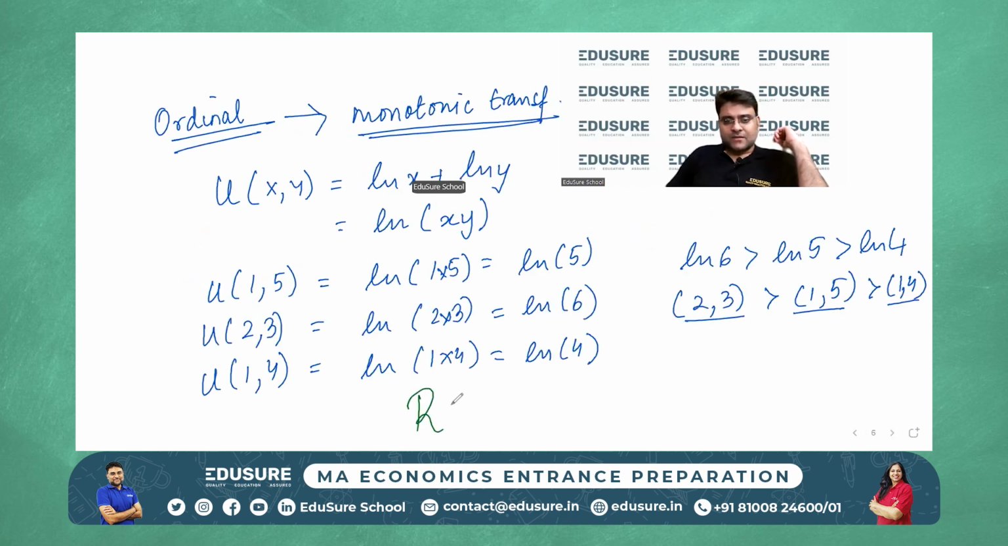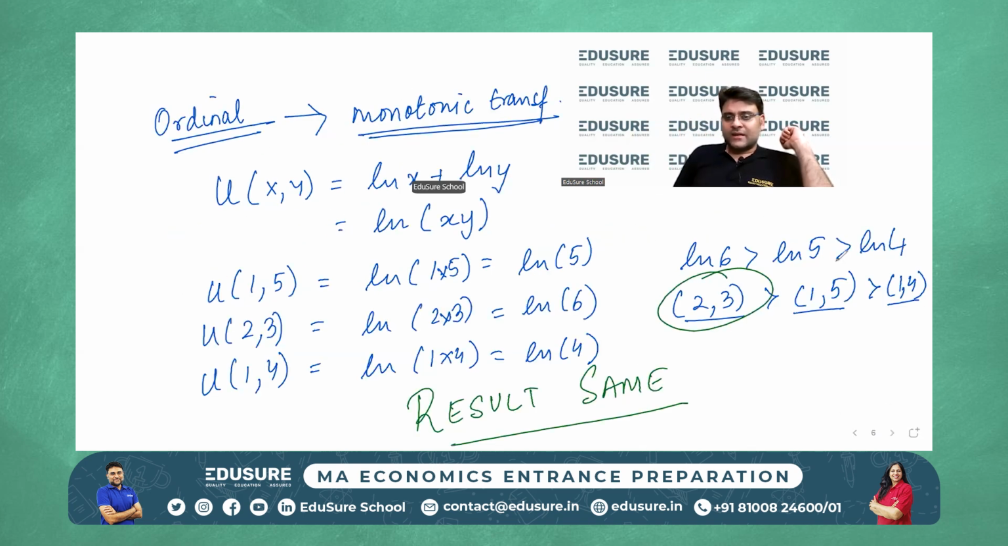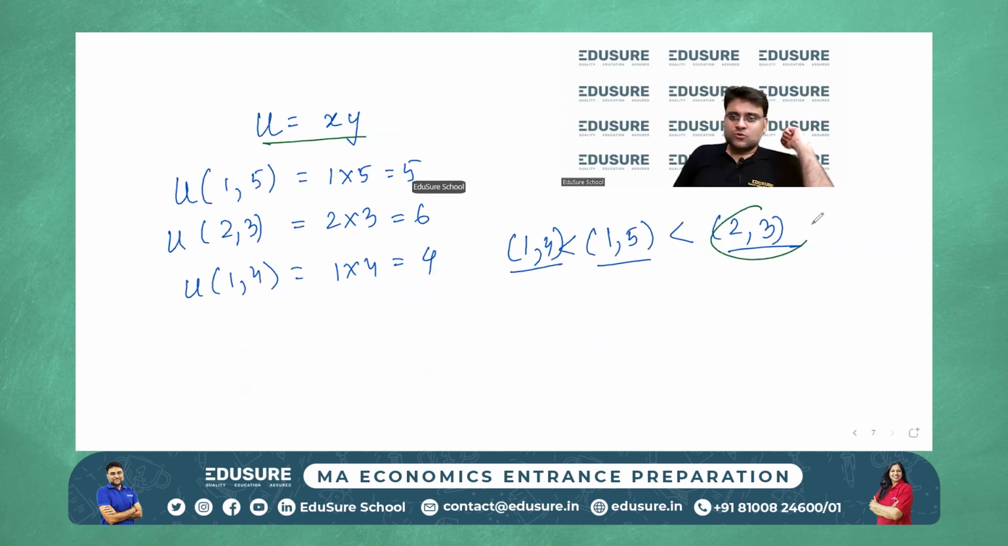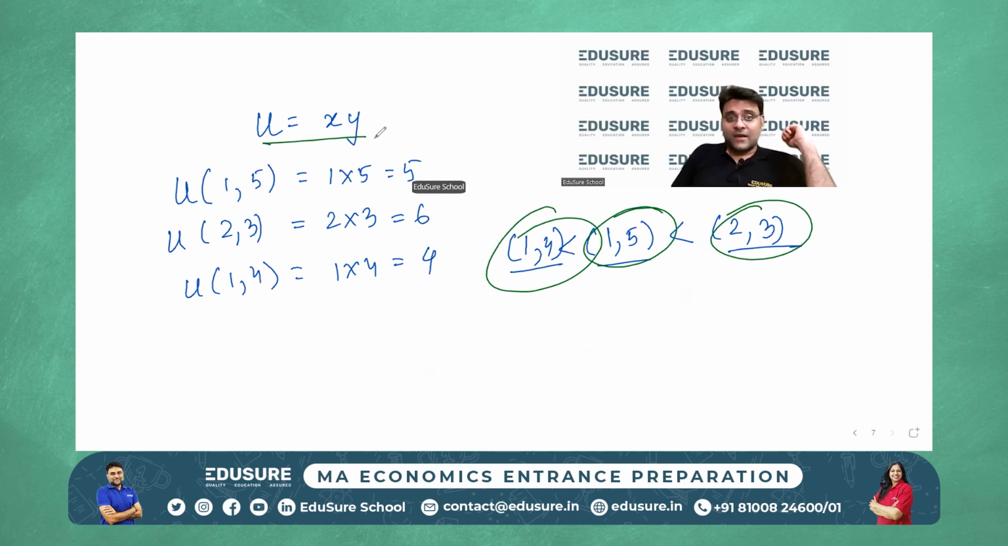You can write this in big letters. Whether I take log xy or I take only xy, isn't the result coming out to be the same? Do we get that the order is the same? Here the conclusion was (2, 3) is greater than (1, 5), which is greater than (1, 4). And here also the conclusion is (2, 3) greater than (1, 5) greater than (1, 4). So the conclusion is the same, whether I take log xy or I take only xy.